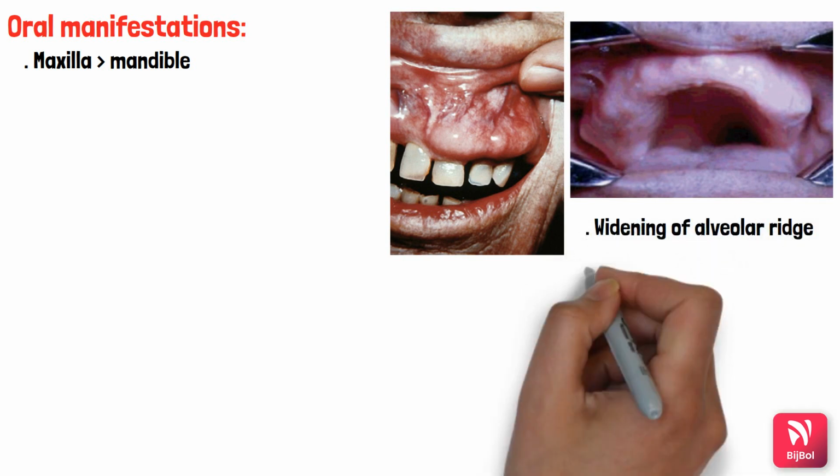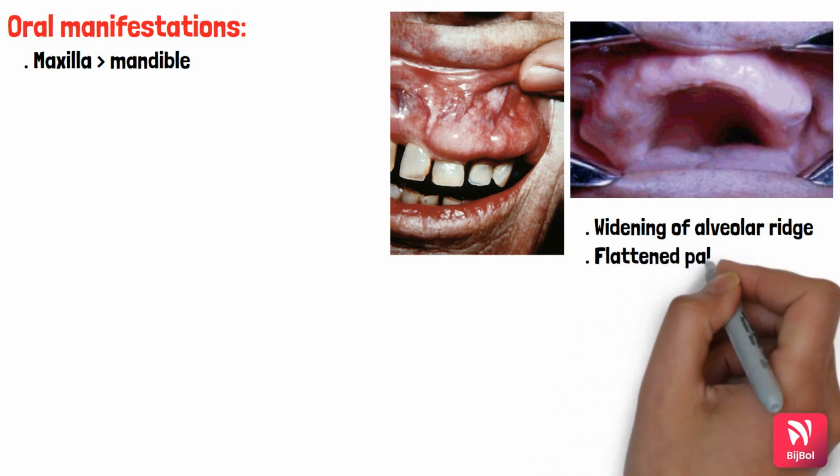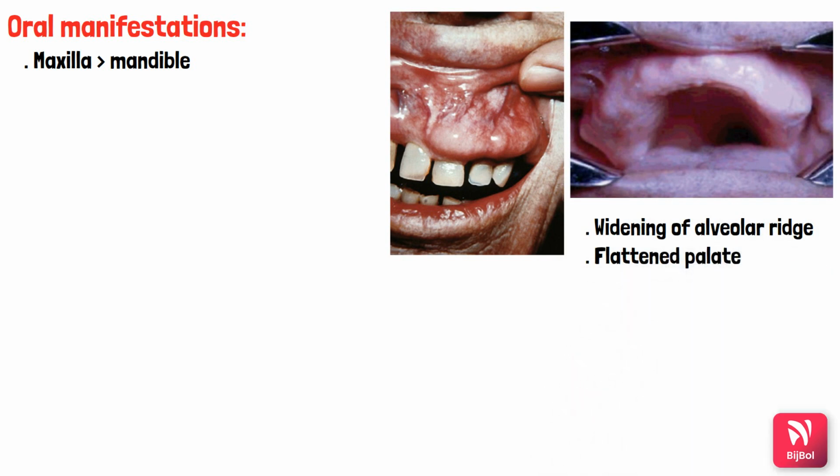And if you see in the first picture, because of the enlargement of the alveolar bone, there is excessive spacing between the teeth also. An edentulous patient might complain of tightening of the dentures also. So these are the various oral manifestations that are seen in Paget's disease patients.